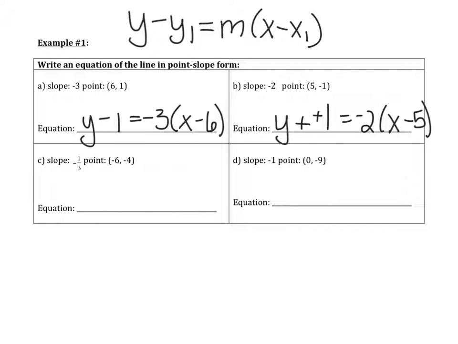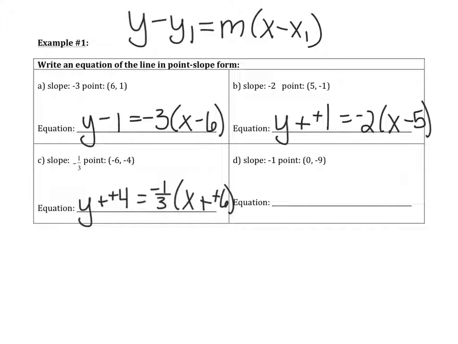I start off with the y variable minus the y coordinate, which is negative 4. If it makes sense to you, go ahead and just start changing that to just plus 4 from the get-go, equals m, which is negative 1/3, times x minus the x coordinate, which in this case is negative 6. So again, you can go ahead and just change that to plus 6. And again, this is your answer. You don't have to do anything to it. This is your answer in point slope form.